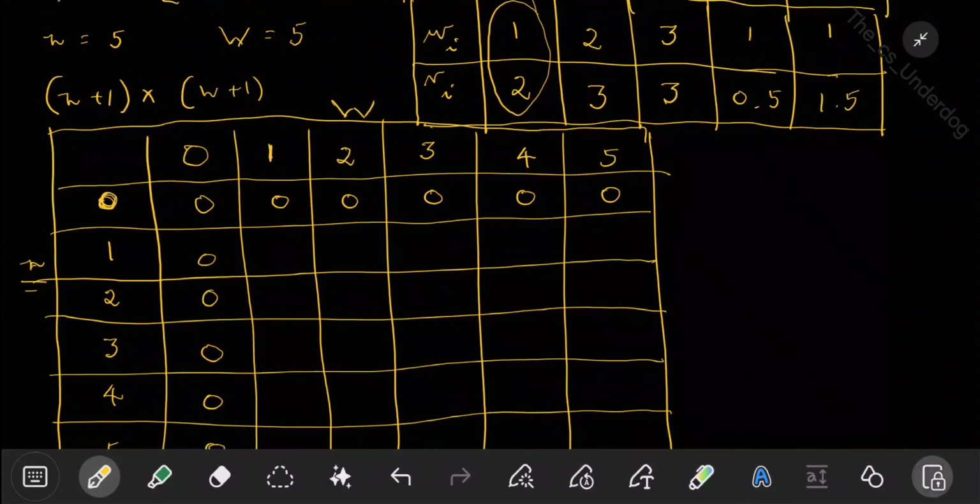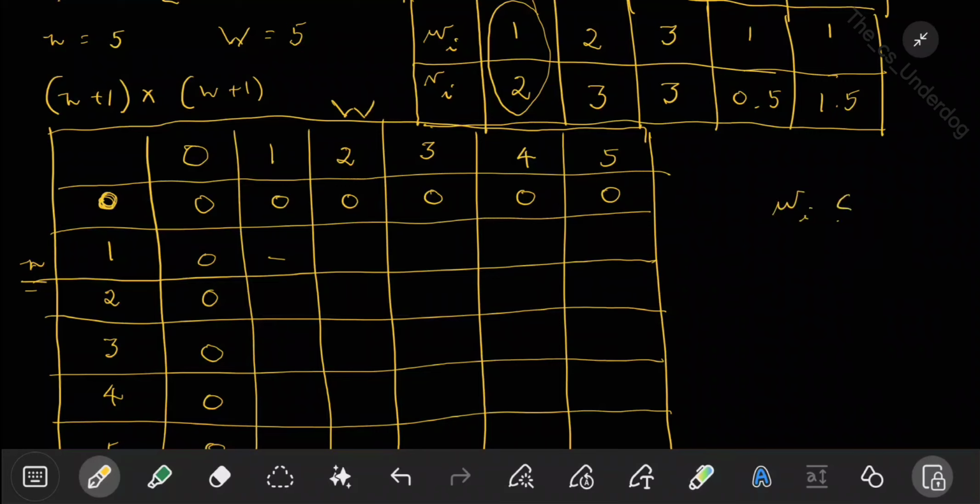First thing, we are going to fill this particular entry. So while filling this entry, what is the first thing you have to do? Look at whether the weight of the item, wi, is greater than j. What is j here? j is the value of w. So what is the value of j here? It is 1. Is wi greater than j? No, because wi is 1, which is not greater than j. So wi is less than or equal to j.